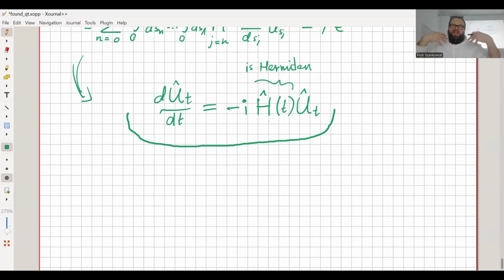So we essentially deduced that the evolution is represented by unitary operators that are generated by the Hamiltonian of the system. The Hamiltonian is a Hermitian operator that's responsible for defining the dynamics in the system.